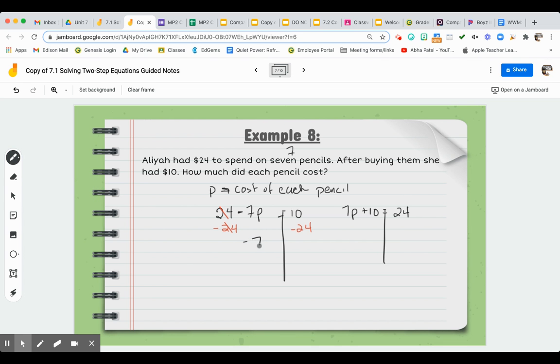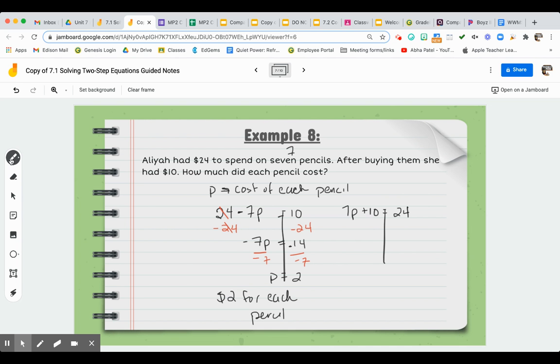And then that's going to be negative 7p is equal to 14. Oh, negative 14. I knew I did something wrong. 10 minus 24 is negative 14. Divide by negative 7. And you get p is equal to 2. So we have 2 pencils. How much does each pencil cost? $2 for each pencil.